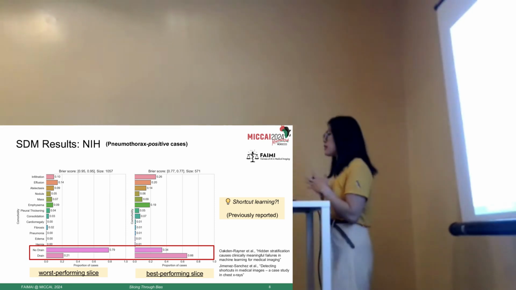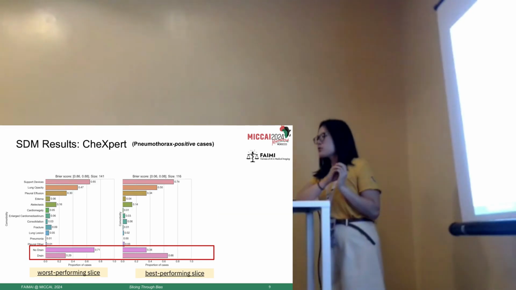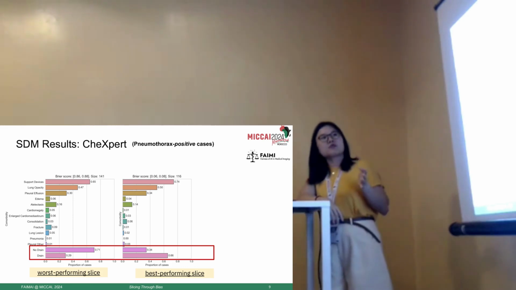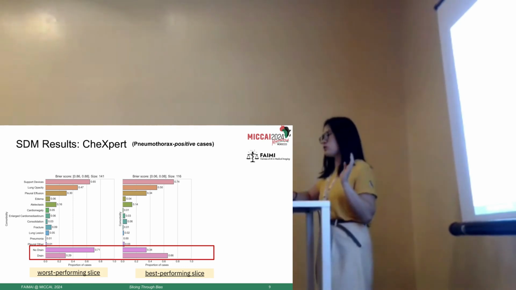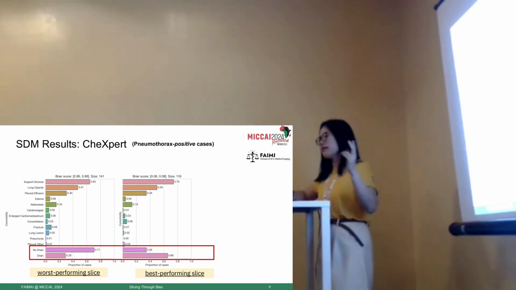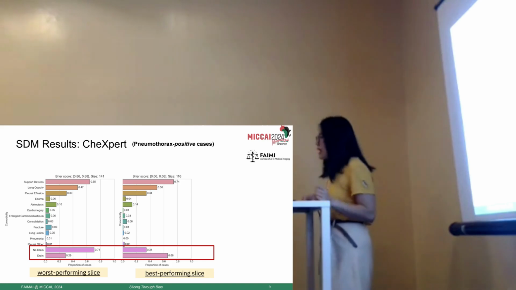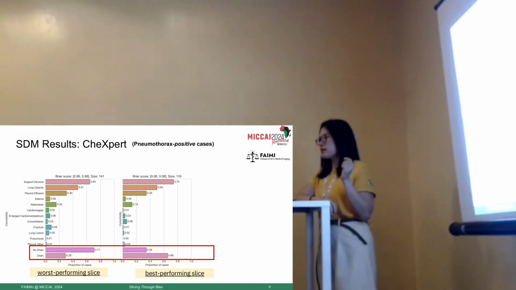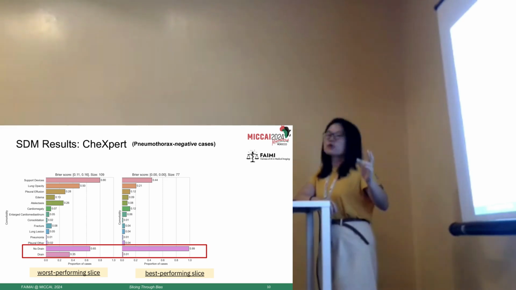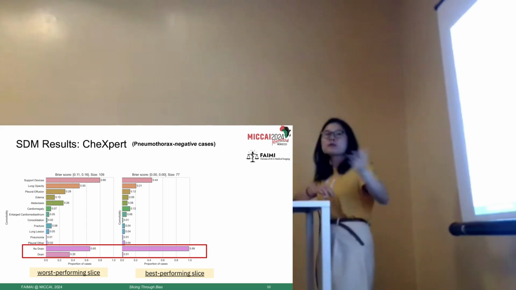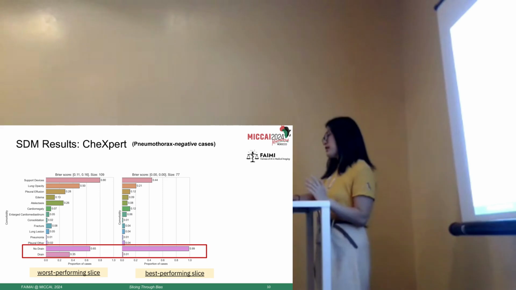Okay, and then about the results for CheXpert. Here we're also looking at pneumothorax positive cases, and a similar trend is happening here: when there's no chest drain for pneumothorax positive cases, it performs worse, and vice versa. And for pneumothorax negative cases, it shows basically the same story, the same trends.